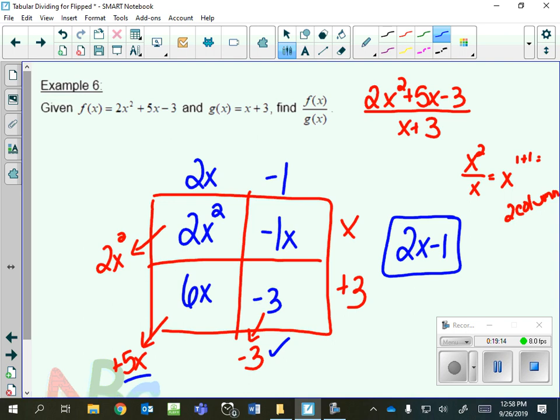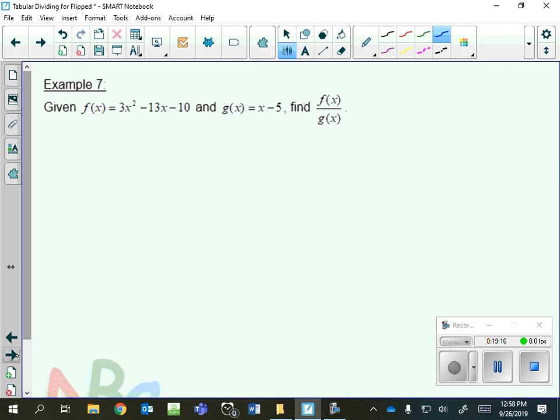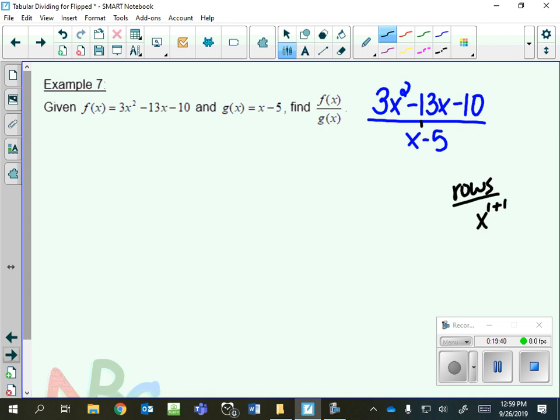That's number 6. Here's number 7. 3x squared minus 13x minus 10. And my denominator or my divisor is x minus 5. I don't need any placeholders. Once again, I have 2 rows. Remember, your rows come from your divisor. This has an imaginary exponent of 1. So my rows, I have an x to the first. 1 plus 1 gives me 2 rows.